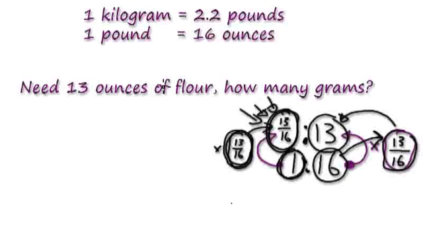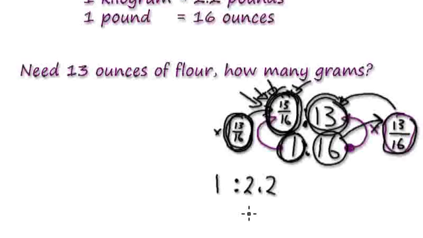Now let's look at pounds here. Let's summarize this bit. At the moment we've got 13 ounces equals 13 over 16 pounds. But now let's summarize this. Remember, 2.2 pounds equals 1 kilogram. Now you could argue that if you double our pounds here, if you double it.